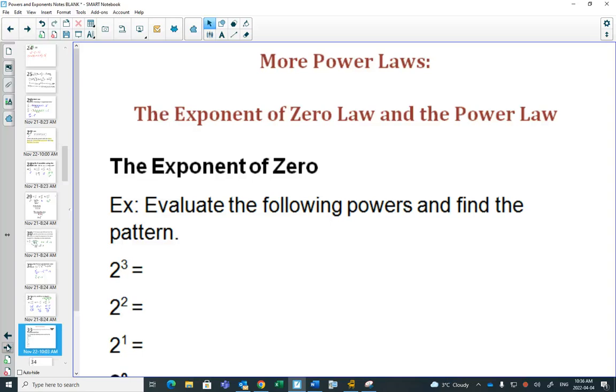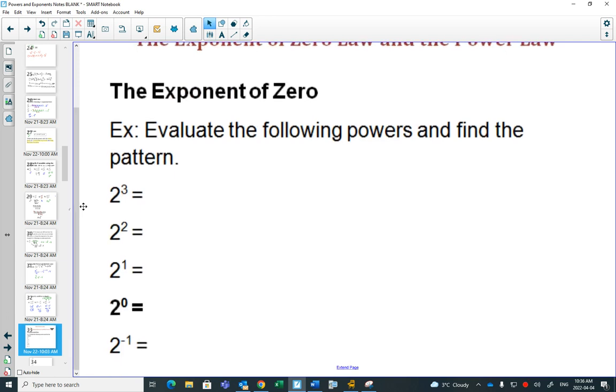And our next law is the exponent of zero law. Okay? So, exponent of zero law. Evaluate the following to find the pattern. So, you know that 2 cubed is 8. You know that 2 squared is 4. And 2 to the exponent 1 is 2.